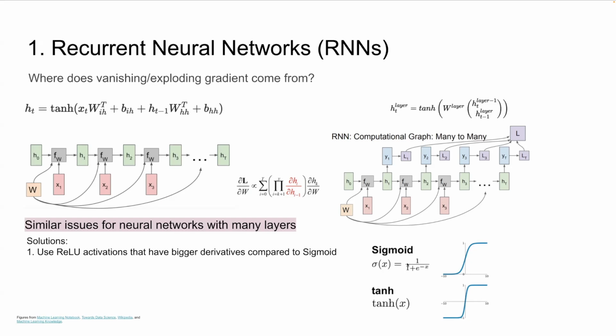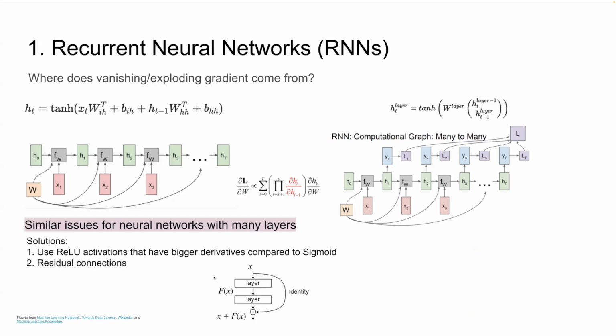ReLU is where we take out all the negative parts and cut them to 0, and for all the positive parts, we use the identity function. Compared to sigmoid, where everything gets squeezed in between 0 and 1, if you stack many layers together, you multiply all those numbers between 0 and 1 together, so you get a number very close to 0. You can solve this issue with ReLU.